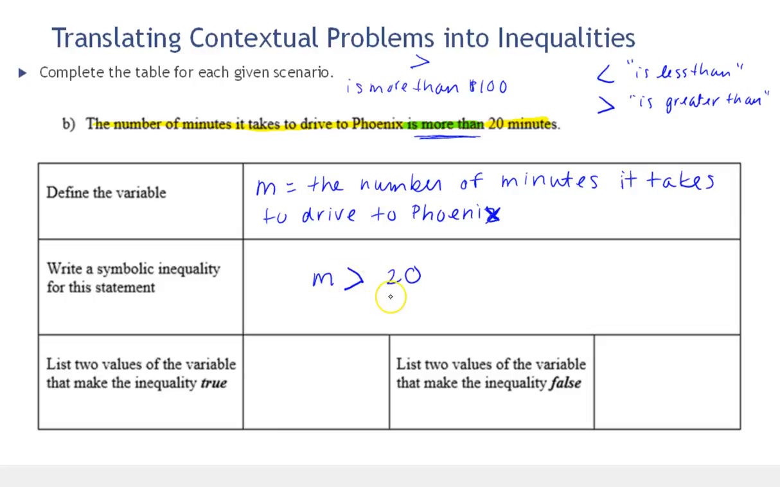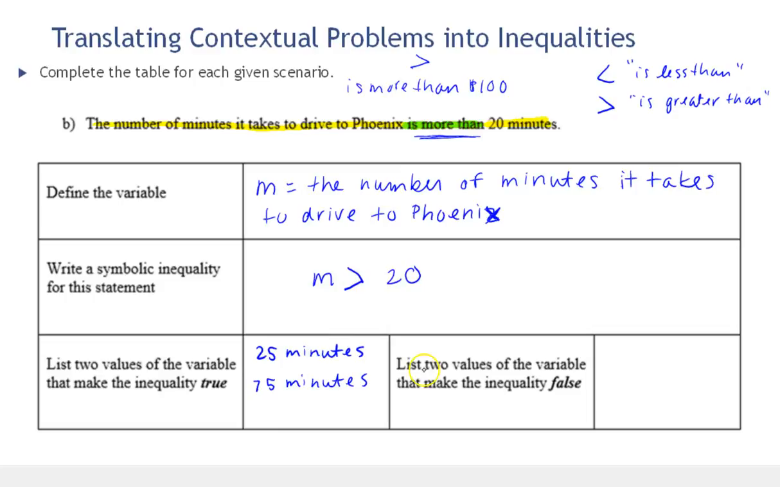So M is greater than 20. The number of minutes it takes to drive to Phoenix is greater than 20 minutes. Now let's list two values of the variable that make the inequality true. It could take you, let's say, 25 minutes to drive to Phoenix, and 25 is greater than 20. Or it could take you 75 minutes. There's fun Phoenix traffic. And 75 minutes is greater than 20.